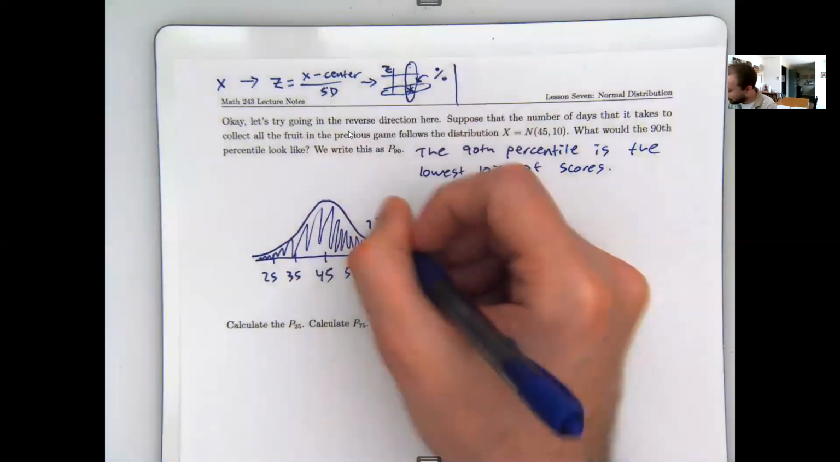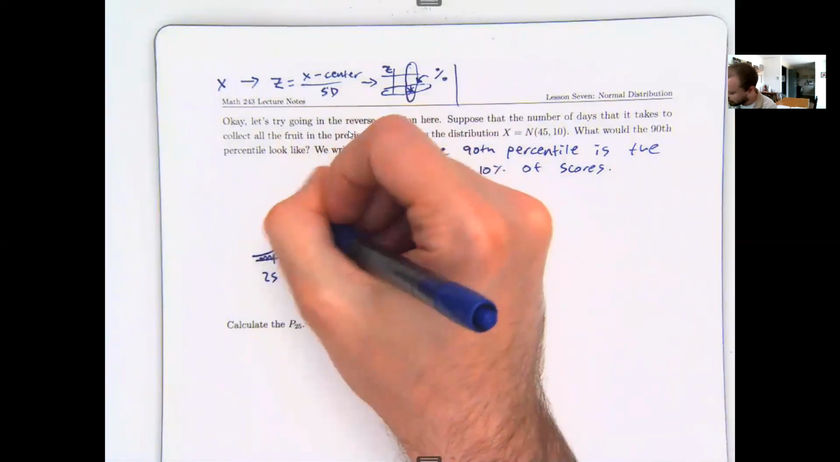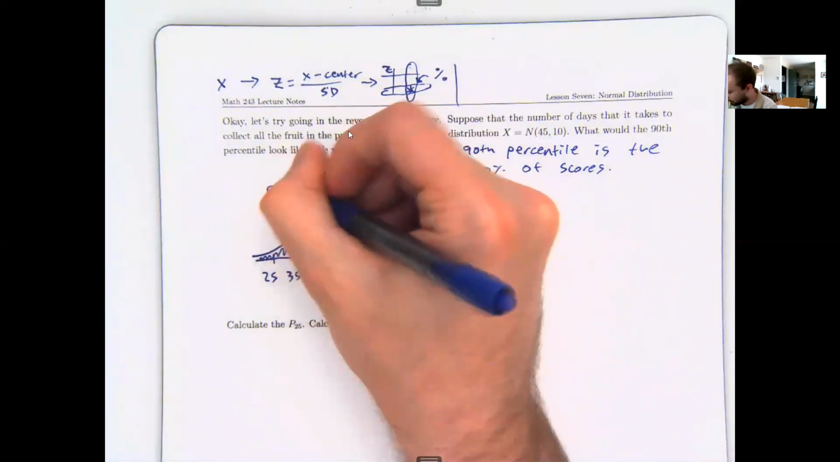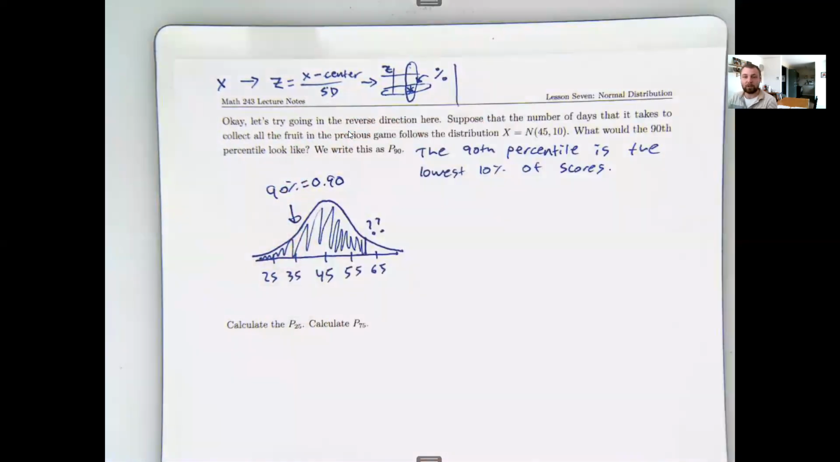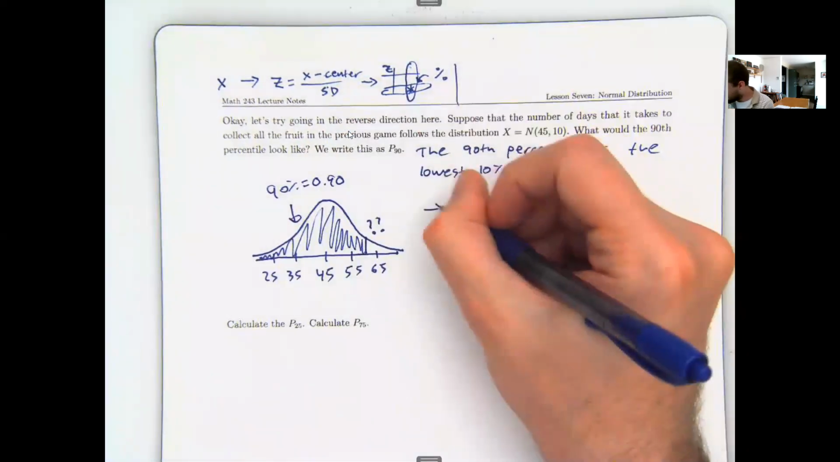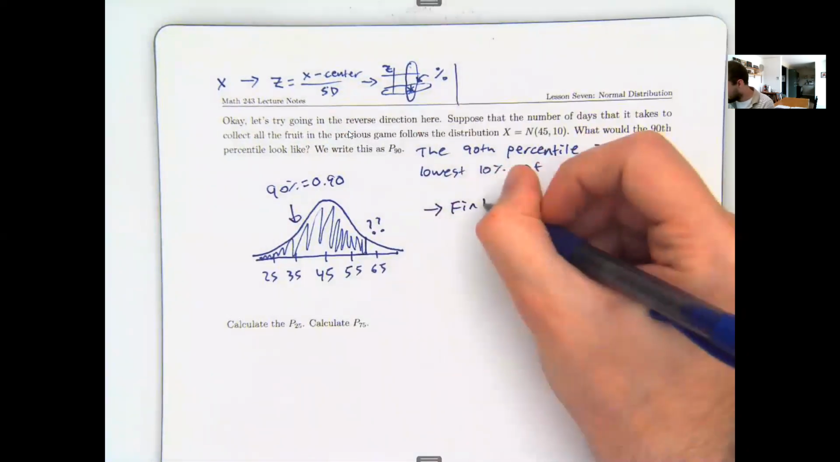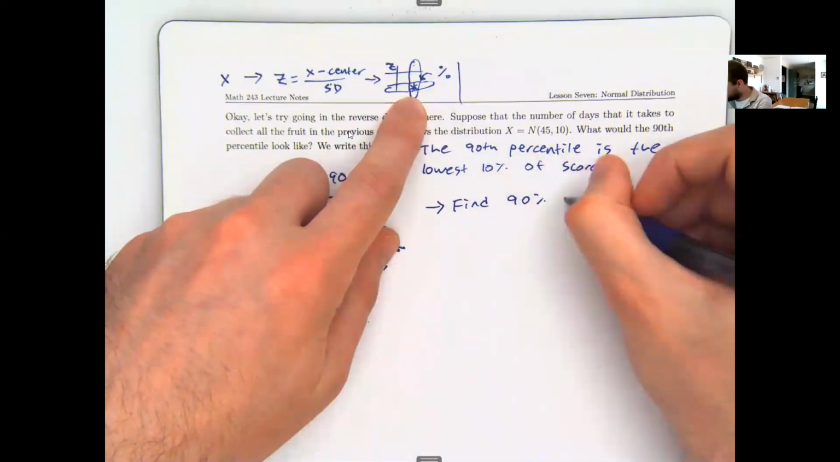I don't know what this number is, but I do know the percentage. This is 90%, or 0.90. So I'm going to do this process in reverse. I'm going to find 90% inside of the table.